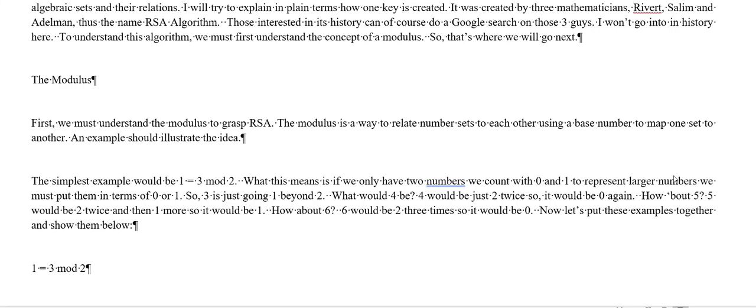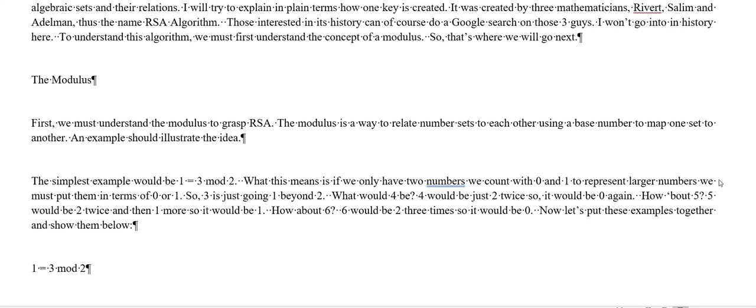The simplest example would be 1 equals 3 mod 2. What this means is if we only have 2 numbers we count with, 0 and 1, to represent larger numbers, we must put them in terms of 0 or 1. So 3 is just going 1 beyond 2. What would 4 be? 4 would be 2 twice, so it would be 0 again. How about 5? 5 would be 2 twice, then 1 more, so it would be 1. How about 6? 6 would be 2 3 times, so it would be 0.